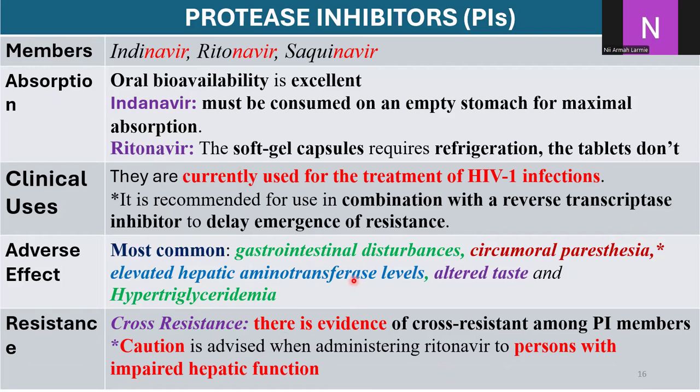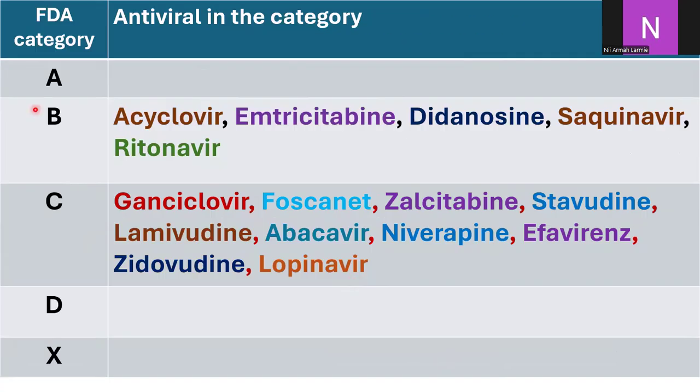All right. If we take our antiviral medications, acyclovir, zalcitabine, didanosine, saquinavir, ritonavir are, according to the FDA pregnancy categorization, class B, whereas the others are class C. Acyclovir, foscarnet, zalcitabine, etc. are class C.